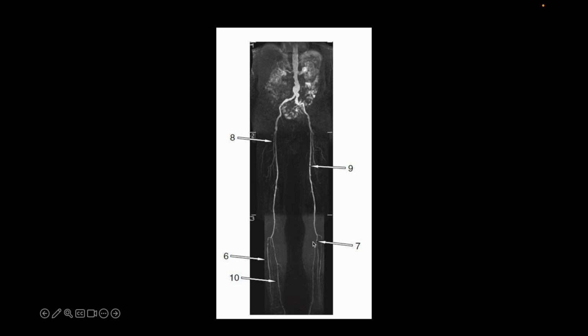The next thing that we can see is 7. 7 is your tibioperoneal trunk. You can see this common artery before it bifurcates. 6 would be your anterior tibial artery. And then 10 would be your posterior tibial artery, which comes off the trunk. It's quite hard to see on this side. I think it's easier on this side.